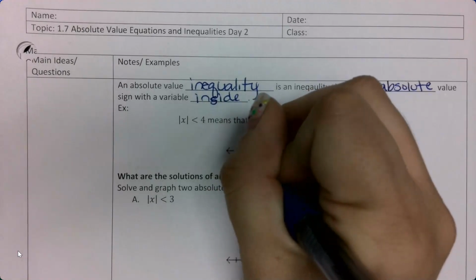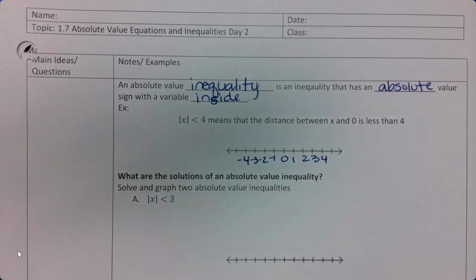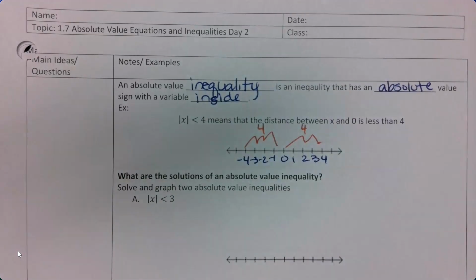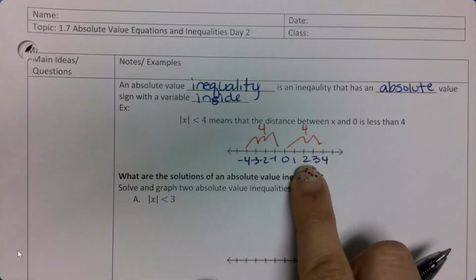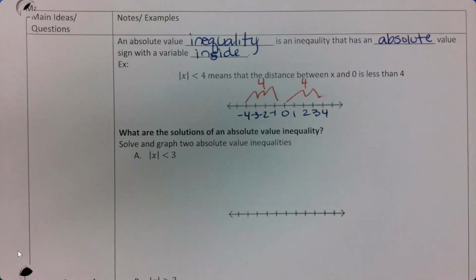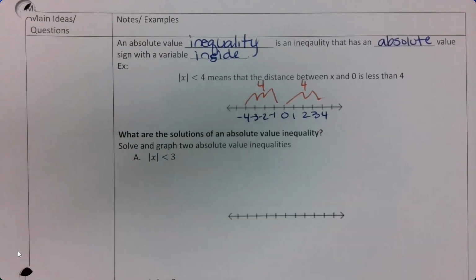So I'm going to draw this out on a number line. This is telling me that the distance is somewhere 4 on either side. So it can either be 4 to the left or 4 to the right, or it can be anywhere in between. It's anything in here that's less than 4. So it's not 4, but it could be -3, it could be -2, it could be anything in the middle. I'll show you how to graph it in a second. I'm just showing you the distance right now.